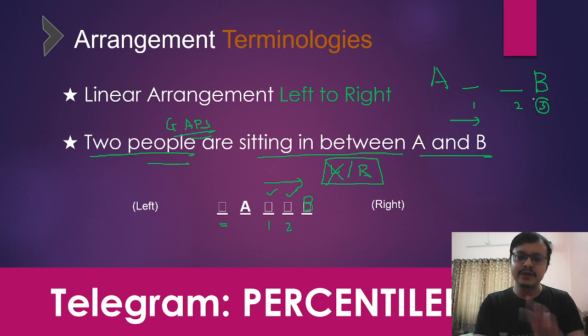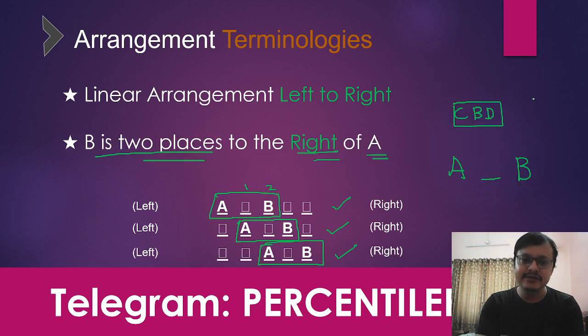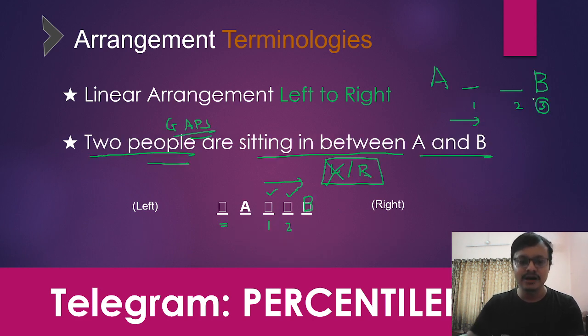So always remember, number of people in between is not the same as n places to the right or left. N places to the right would include B's position as well, whereas here two people in between means excluding A and B, बीच में दो लोग हैं. So remember, this is a difference that is there between this and the previous scenario. So understanding these clues is very important.